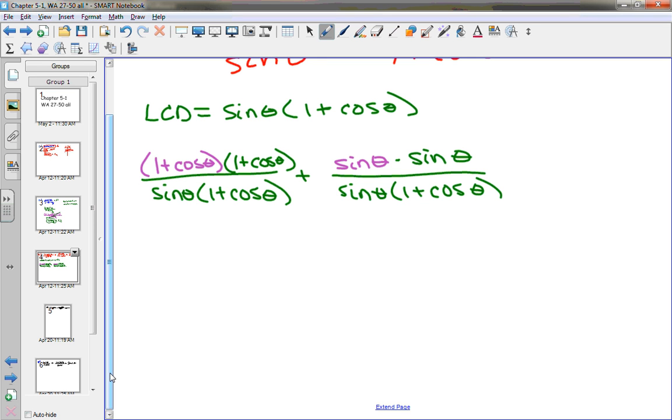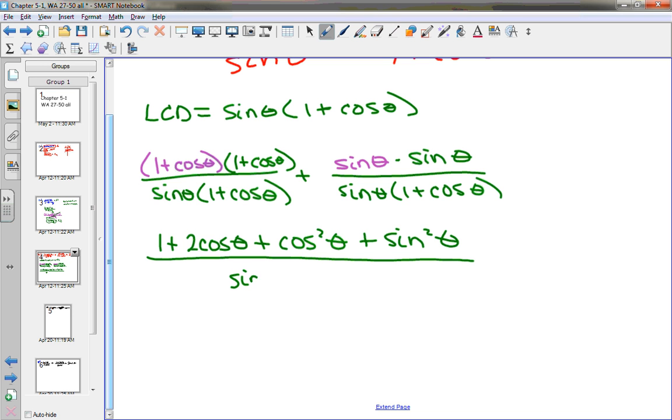So now I'm going to marry the 2 fractions together, and while I marry them, can I FOIL in one step? Y'all okay with that if I FOIL? 1 plus 2 times the cosine of theta plus the cosine squared of theta plus sine squared of theta all over sine of theta times 1 plus the cosine of theta.